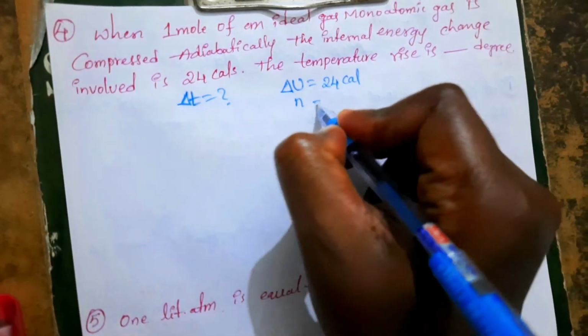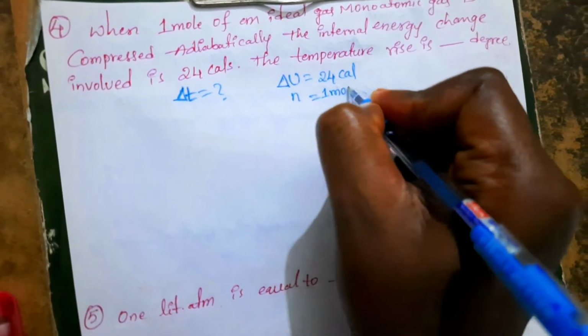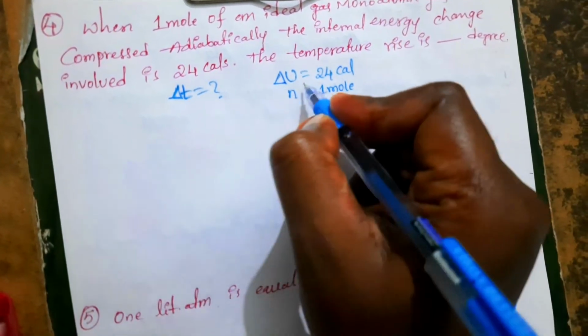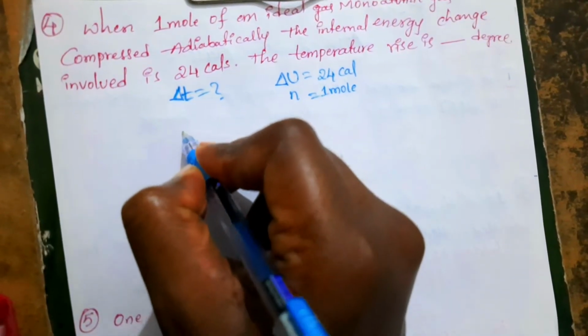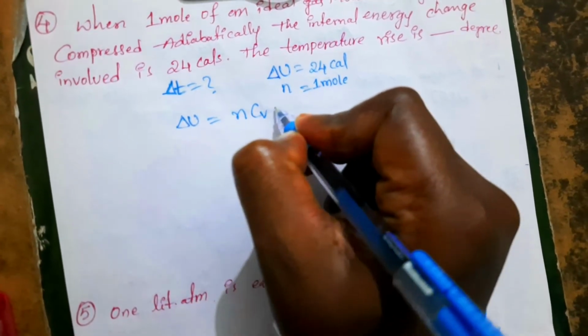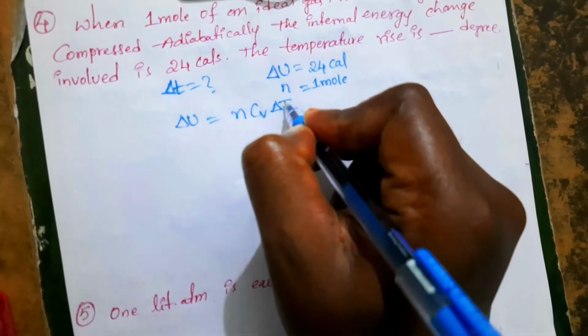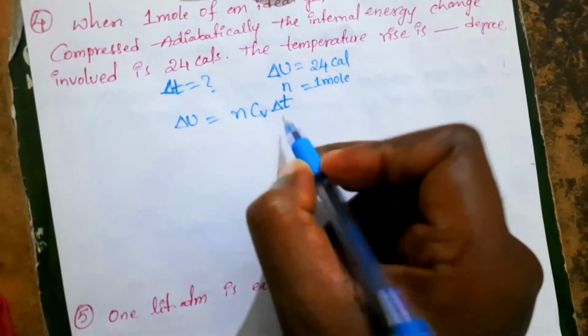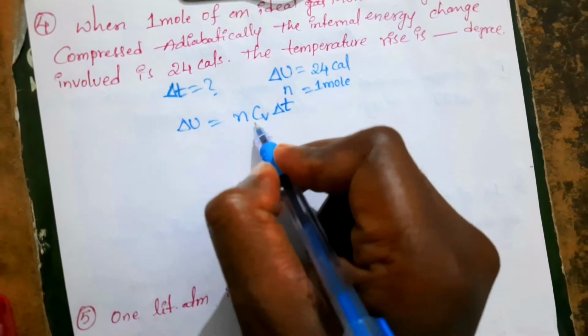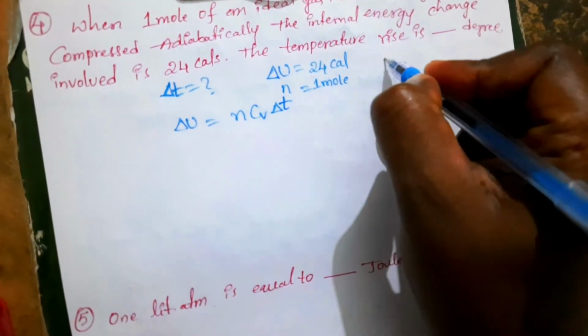They have also given n equal to 1 mole, and an ideal gas, a monoatomic gas. So we know that delta U is equal to n Cv delta T. They are asking in degree Celsius, so we take small delta T. Now delta U is equal to n Cv delta T. How will you get Cv?